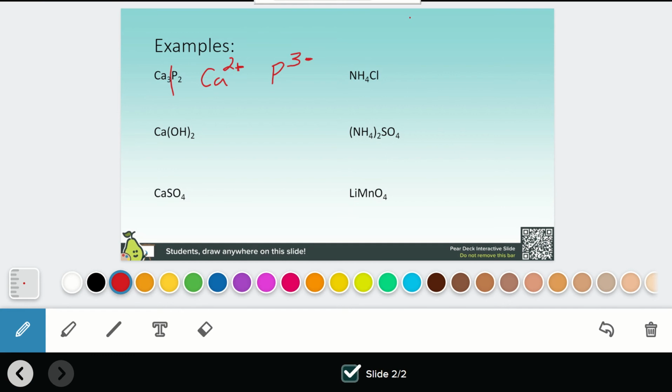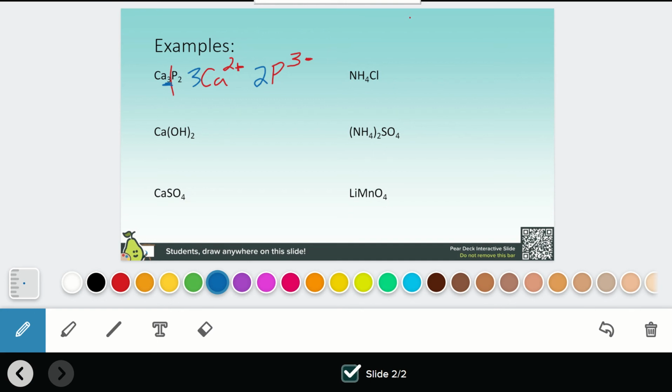And then our last step is we want to add a coefficient out in front. The coefficient's job is just to tell us how many of that ion were present. We're going to base that off the little subscript again. So Ca3 means that there were 3 calciums in this compound. And P2 means there's 2 phosphorus ions in this compound. So we have 3 calciums and 2 phosphorus ions.